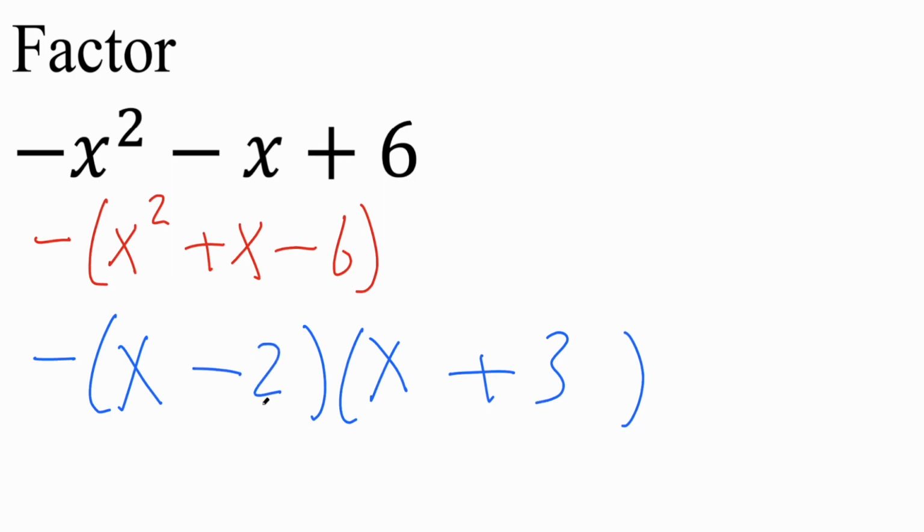We know this is right because x times 3 is 3x, x times negative 2 is negative 2x, and 3x minus 2x is in fact a positive x. So this right here is our final answer.